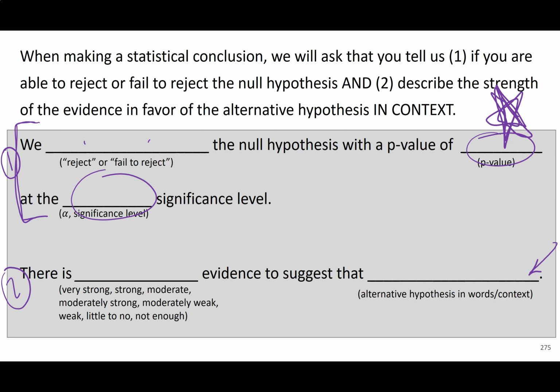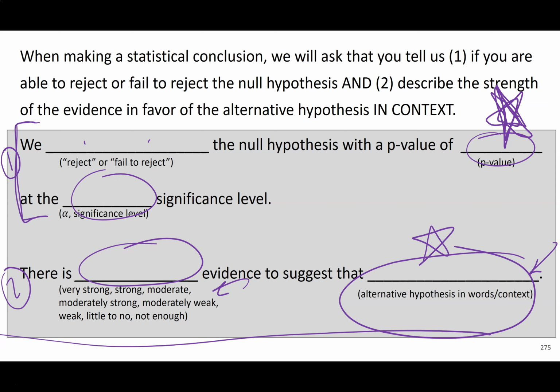And then here, trust me, this last blank is probably deceptively small. In reality, you're going to need a whole other line. But here is where you use that spectrum. You say, hey, there is blank evidence. So like, there is very strong, moderately weak, little to no evidence to suggest.